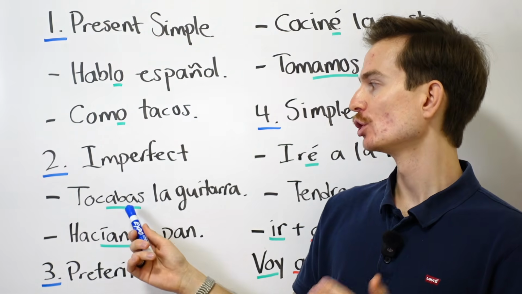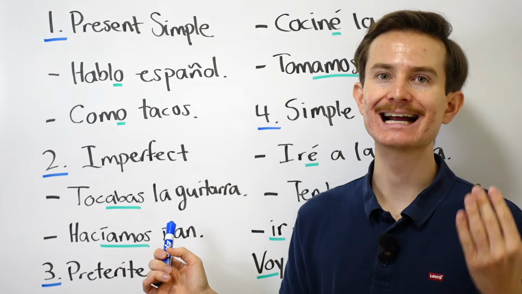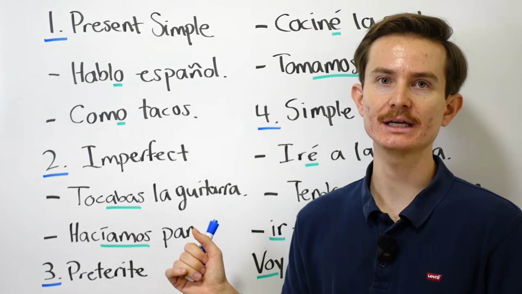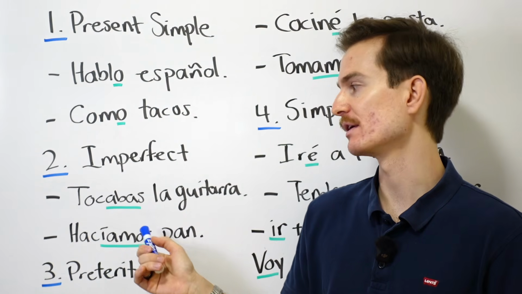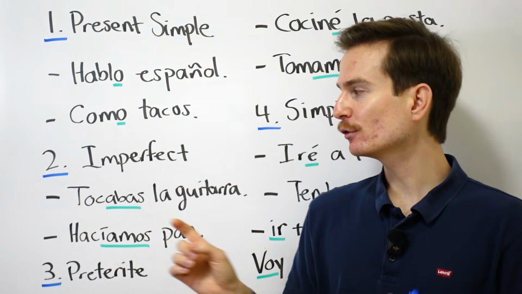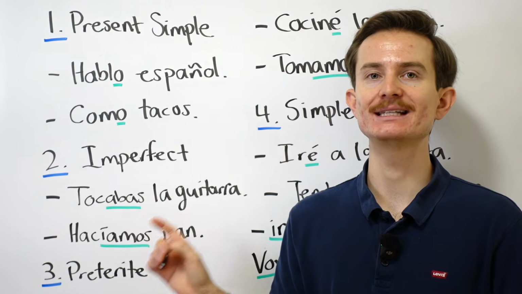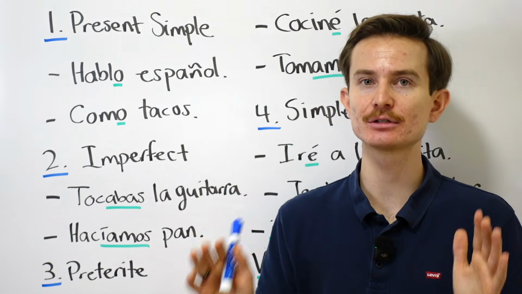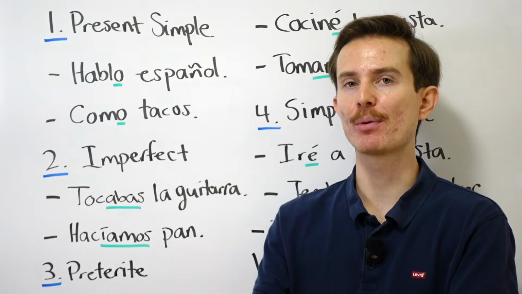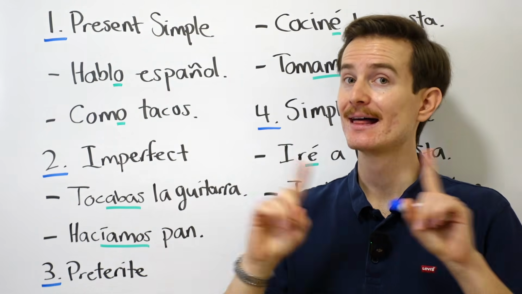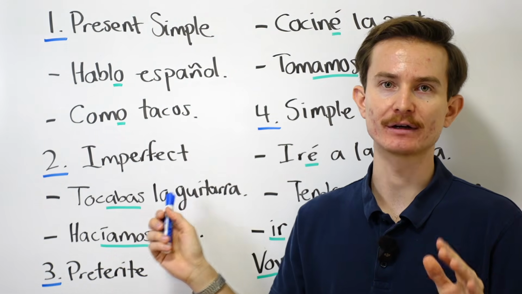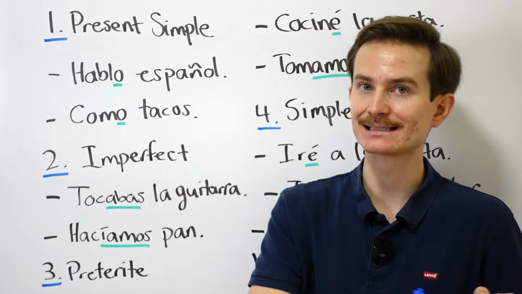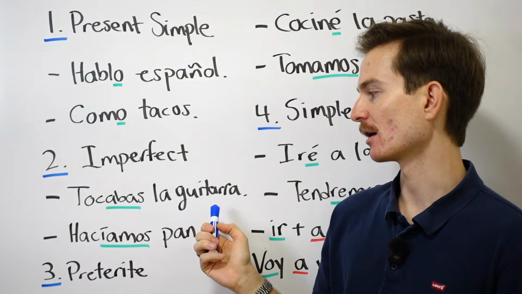So for example, tocabas la guitarra cuando eras niño. You used to play the guitar when you were a kid, or you would play the guitar when you were a kid. Be careful with the translation of would when it comes to the imperfect, because many students will confuse this with the conditional tense. Like, I would go to your party, but I'm busy, okay? That is not the same thing as the imperfect. Remember, the imperfect is for things that were ongoing in the past, okay? So, you used to play the guitar, okay?